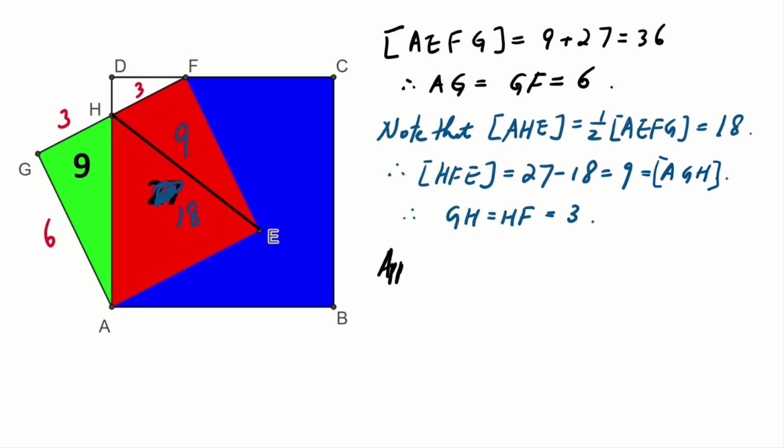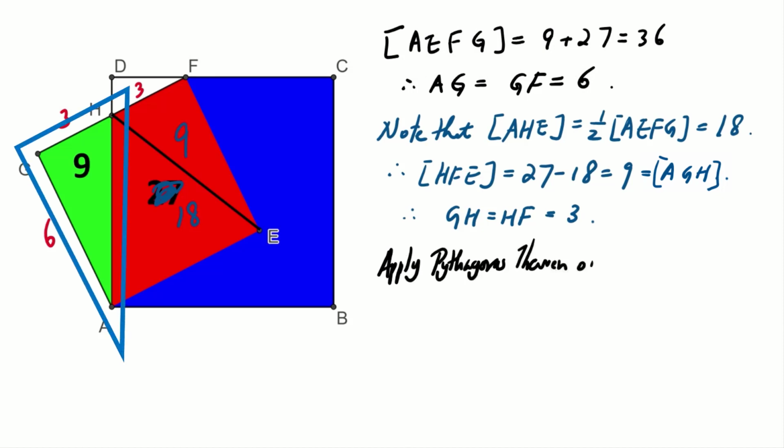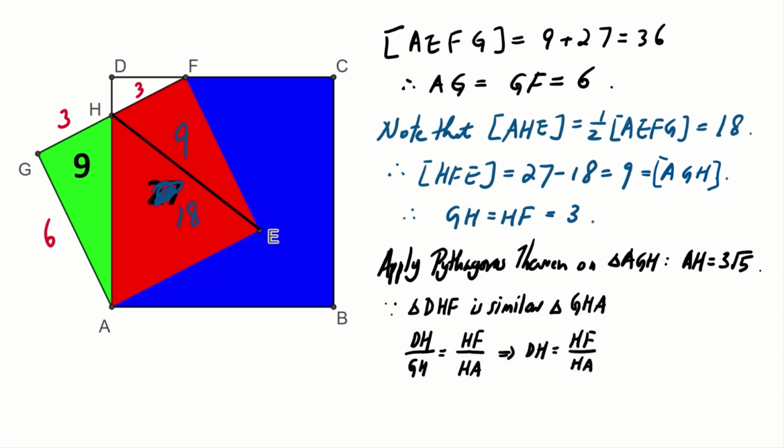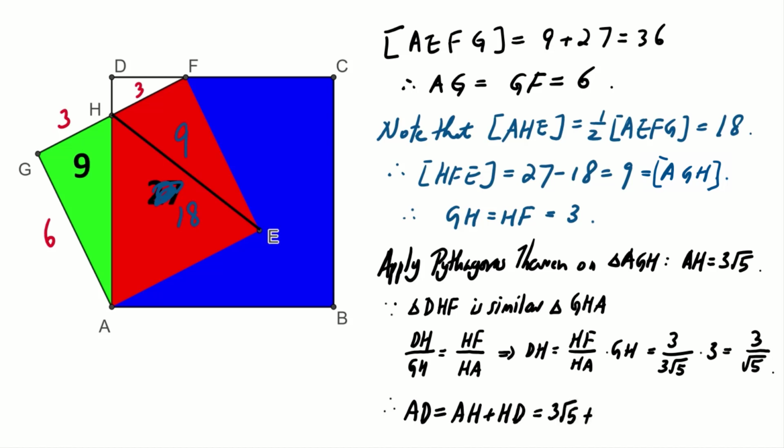Applying Pythagoras Theorem to the right angle triangle AGH, we find AH equals 3 square root 5. Additionally, triangles DHF and GHA are similar. Therefore, the ratio DH over GH equals HF over AH, implying DH equals 3 over square root 5. This calculation is crucial to determine the side length of the square ABCD, leading to AD being AH plus HD, or 18 over square root 5.